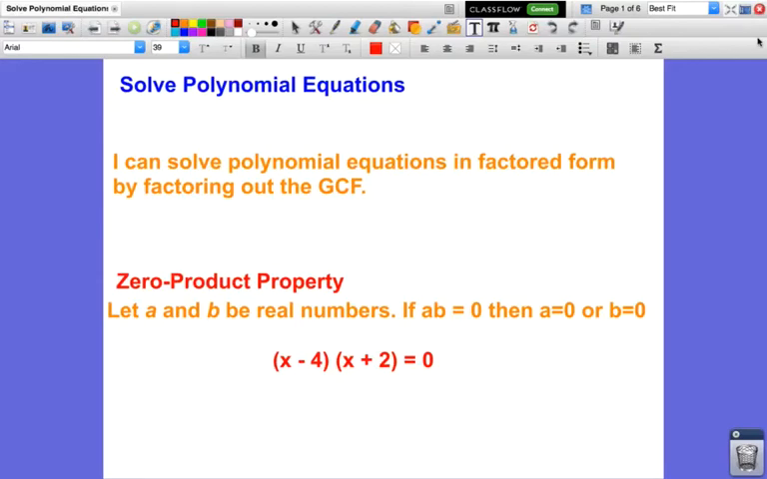Hey everybody, this is Gradius, and today we are going to be working on solving polynomial equations. First, we're going to talk about what's called the zero product property.